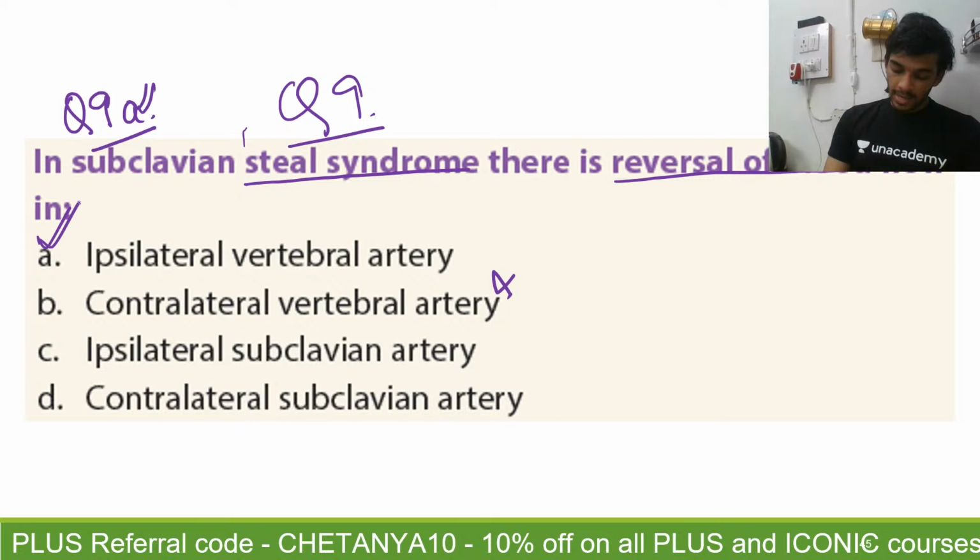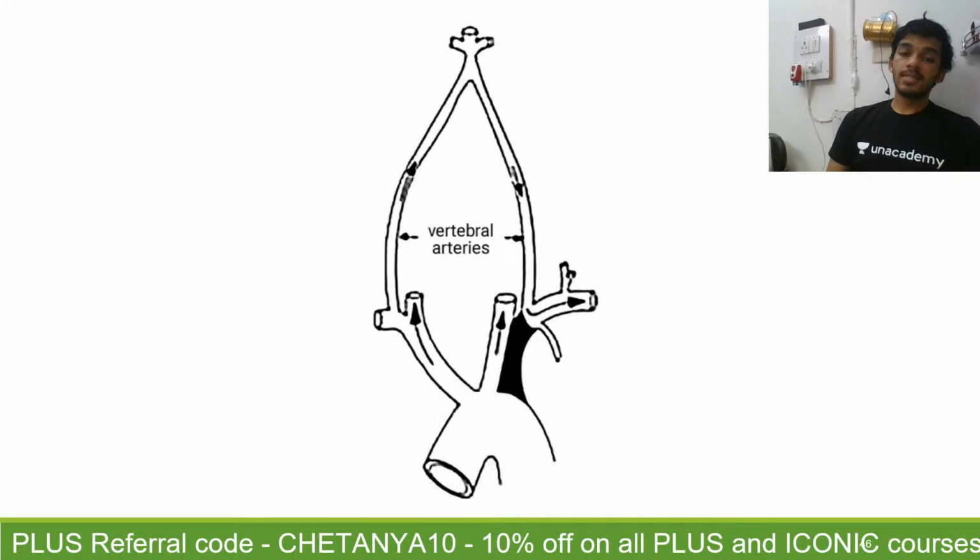The answer is going to be A, ipsilateral vertebral artery. So look at this. This is called the subclavian steal syndrome, and it is one of my favorite concepts in gross anatomy, not neuroanatomy. Neuroanatomy is full of Willis. So see what happens. What is this artery? The carotid circulation, right? What is this? The subclavian circulation. This is the first part of the subclavian, giving the vertebral artery.